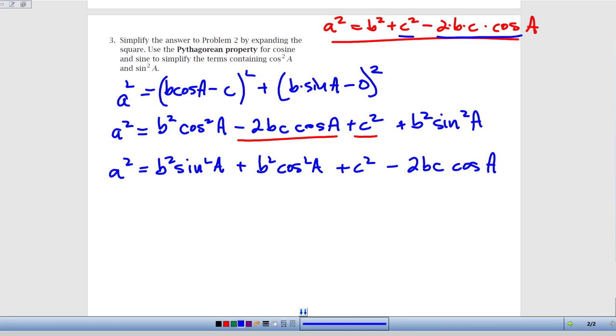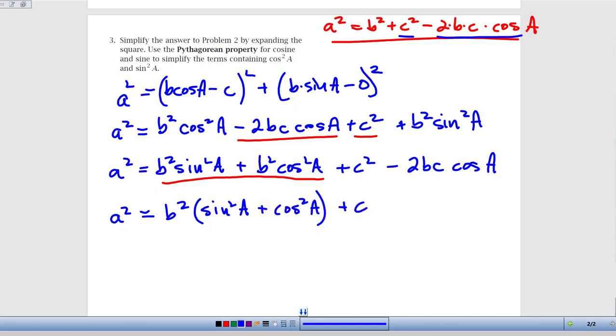So really now we can see that the challenge we have is that this b squared sine squared A and this b squared cosine squared A needs to turn into b squared. Now hopefully we're starting to see where this is headed, but if not, what we're going to do is factor from just this part of the equation. So both pieces, b squared sine squared A and b squared cosine squared A, have a b squared in them. So I'm going to undistribute a b squared. And then left behind is sine squared A plus cosine squared A. And then of course we have the rest of our equation still here, plus c squared minus 2bc cosine of A. And so now we can apply the Pythagorean identity. So in the parentheses, after we factored out the b squared, we have sine squared plus cosine squared. Well, that equals 1.